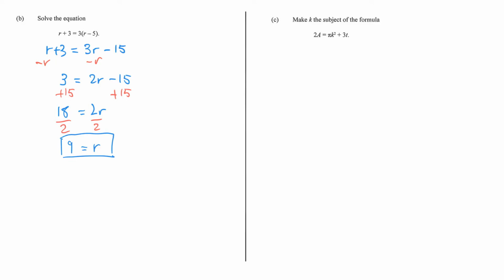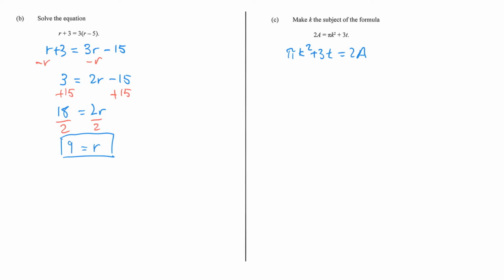In part C, we're asked to make k the subject of the formula. This means that we want to get k on one side of the equation. Typically, we like to write k on the left-hand side. So I'm going to reorder this equation as pi k squared plus 3t equals 2a. I just rearrange the left-hand side and the right-hand side.